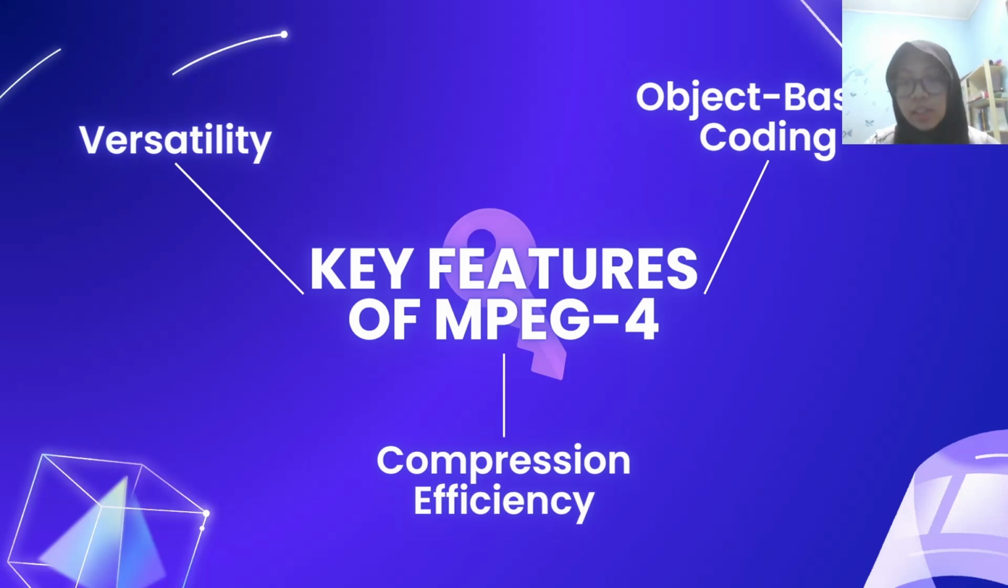So there are three key features of MPEG-4. The first one is versatility. Versatility means that MPEG-4 supports a wide range of multimedia applications. And then we have compression efficiency. Compression efficiency means that it has efficient compression algorithm with high quality results. And the last one is object-based coding. So object-based coding means it allows encoding of individual objects within a scene, enabling more flexible content manipulation.